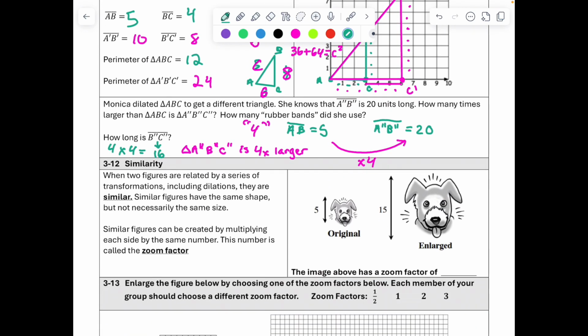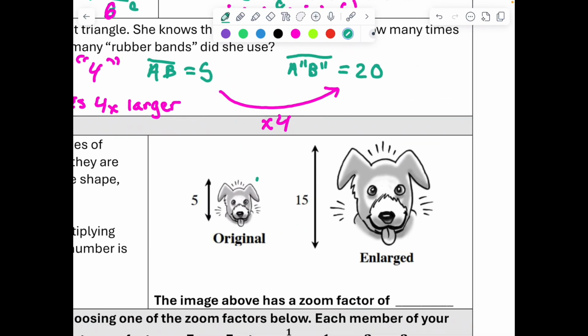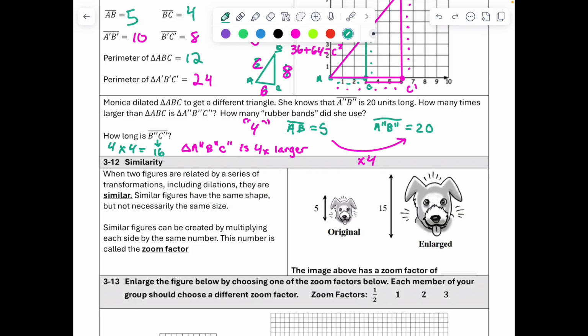So we have this idea of similarity. When two figures are related by a series of transformations, like a dilation, right, they are similar. So similar figures have the same shape, but not necessarily the same size. For instance, this cute little doggy over here, it's the same shaped doggy, but it's just much larger. Okay, so we would say these are similar, not the same, just similar. So similar figures can be created by multiplying each side by the same number, and that is called the zoom factor.